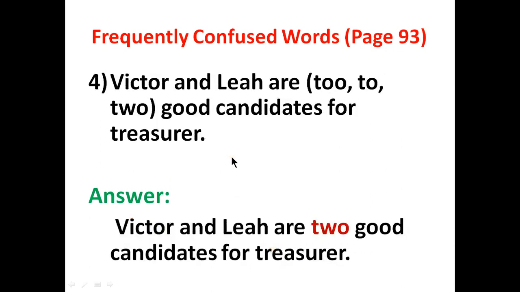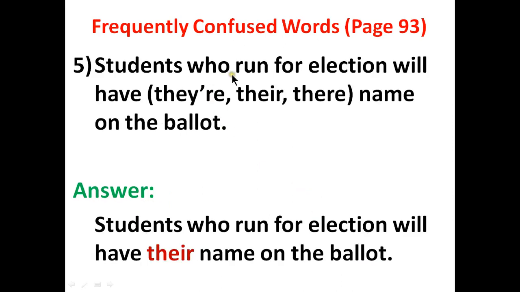Number 4. Victor and Lee are two good candidates for treasurer. So you will choose two, T-W-O. Number 5. Students who run for election will have their name on the ballot. You will choose their, T-H-E-I-R.